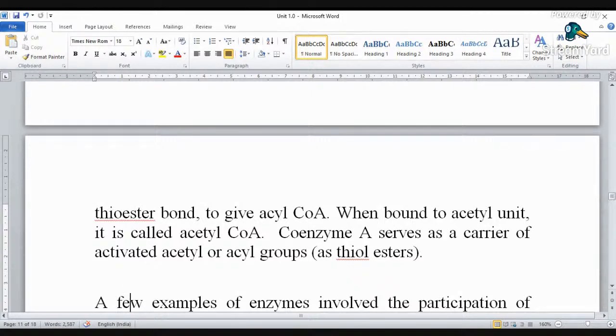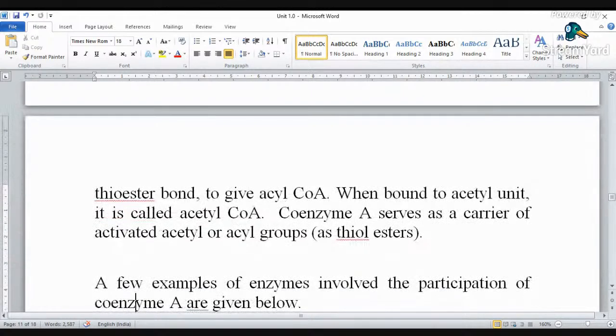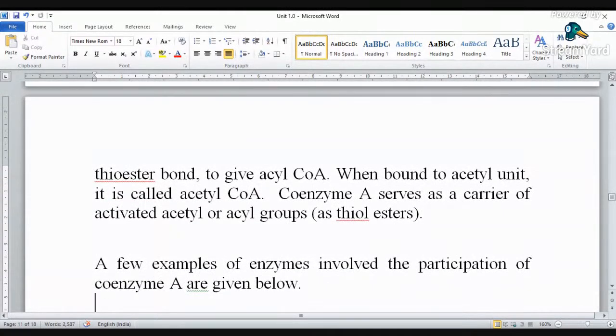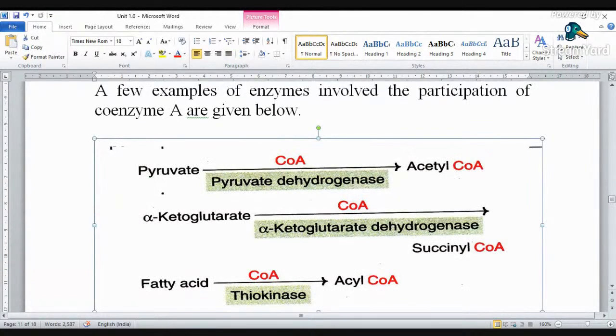As thiol esters, or succinyl CoA, that is the intermediate of the TCA cycle. Few examples of the enzyme involved in the participation of coenzyme A are: pyruvate is converted to acetyl CoA. It requires coenzyme A. The enzyme is pyruvate dehydrogenase.